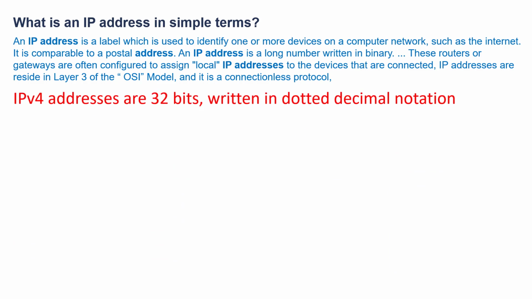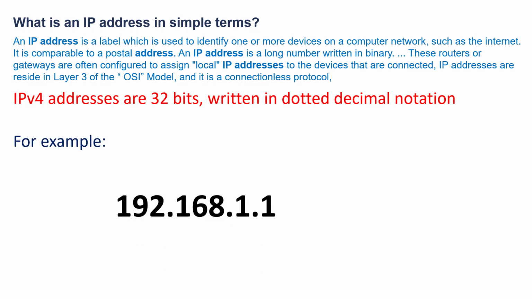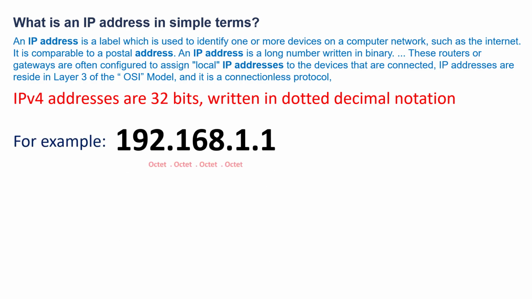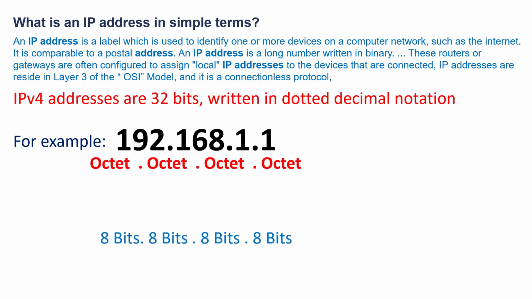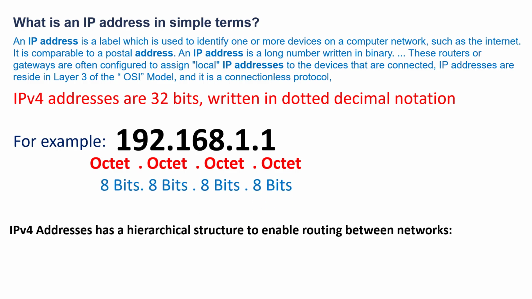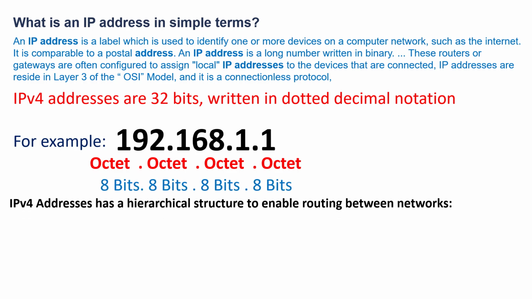Now, IPv4 addresses are 32 bits written in dotted decimal notation. For example, this IP address here, we have octets. It consists of 4 octets. Each octet is 8 bits. IPv4 addresses have a hierarchical structure to enable routing between networks: the network portion and the host portion.